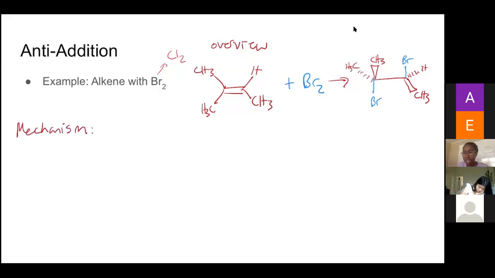So once again, I'm going to go ahead and draw out our alkene. And as you might imagine, the double bond is going to attack an atom in the other molecule, which is the Br2. So I'm going to draw an arrow from the double bond to the bromine, and the electrons in this bromine-bromine single bond are going to go onto our other bromine. So we're going to create Br-.